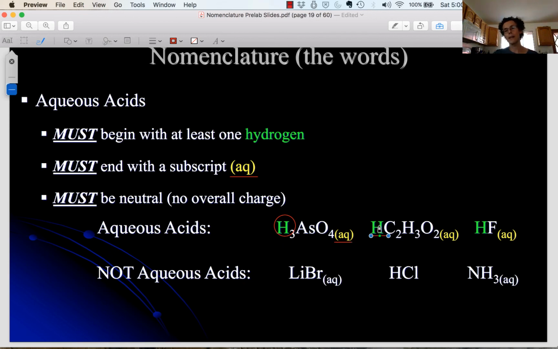HC2H3O2 has the H out front. It also has the aq. That's how we know it's an acid. HF has the H out front, followed by aq, so we know it's an aqueous acid. Non-acids are things like lithium bromide. It has the aq, but no H out front. HCl has an H out front, but notice there's no aq. NH3 has the aq, but no H out front, so it's not an acid.